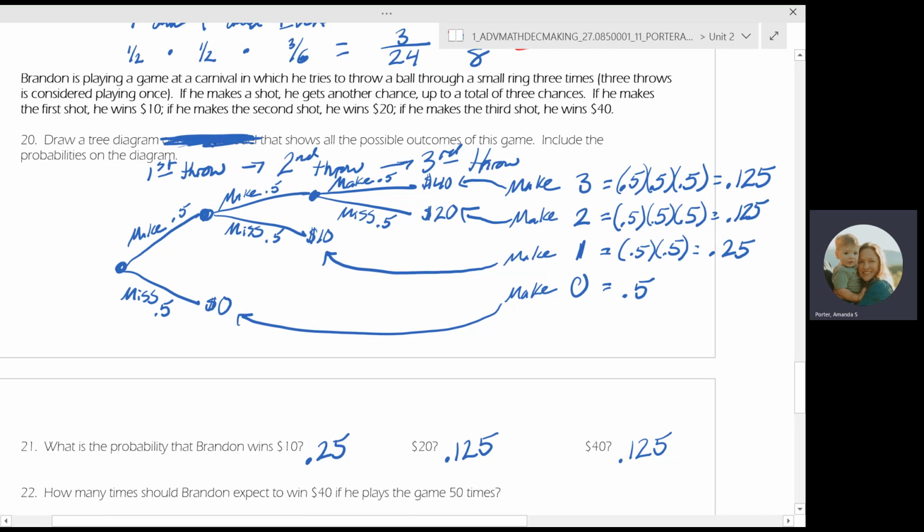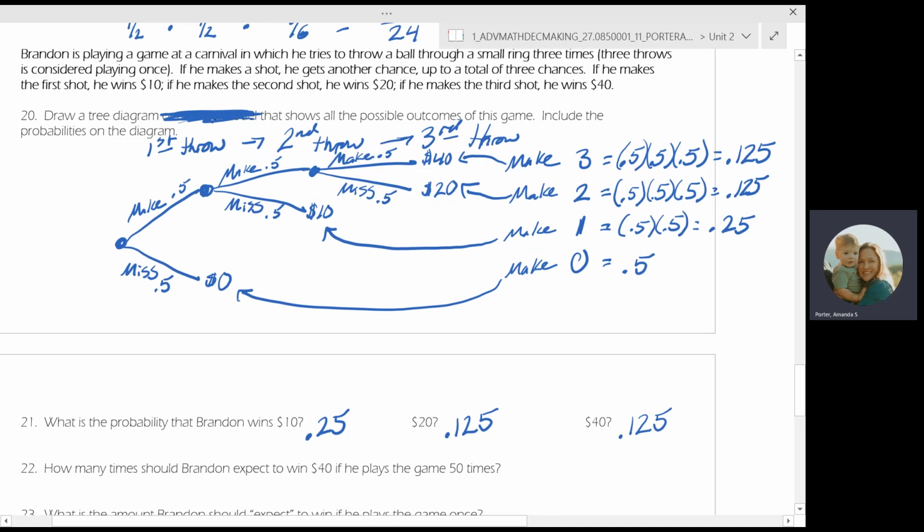How many times should Brandon expect to win $40 if he plays the game 50 times? Right, here's that word expect. So I want the probability of 40, and I want to multiply that by the number of times that he's doing the thing, or the repeats is the way I say it. So the probability of 40 times the repeats. The probability of 40 is 0.125, and I'm going to multiply that by 50 because he's playing the game 50 times.